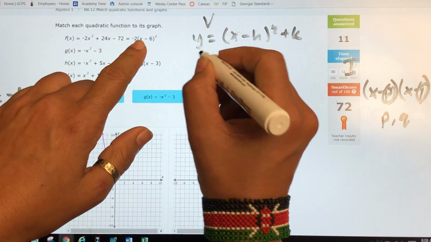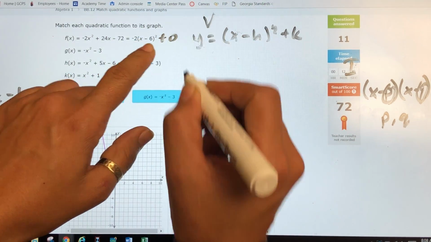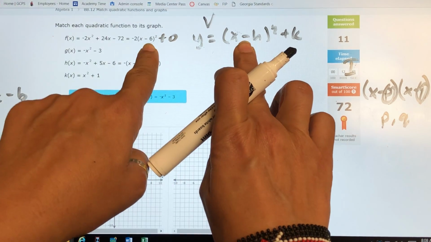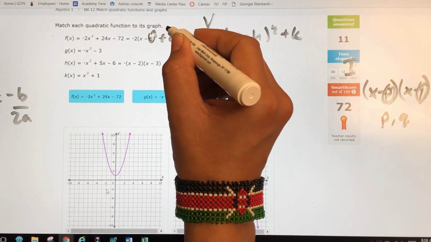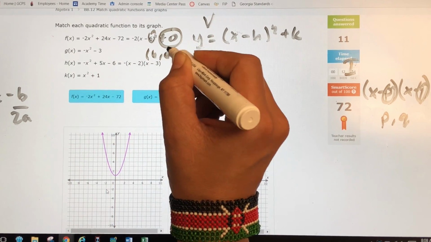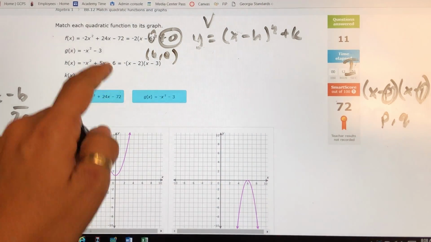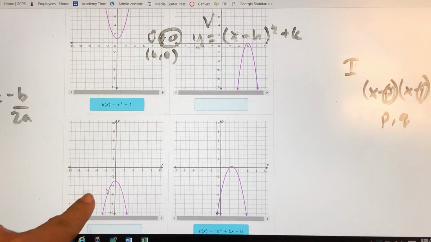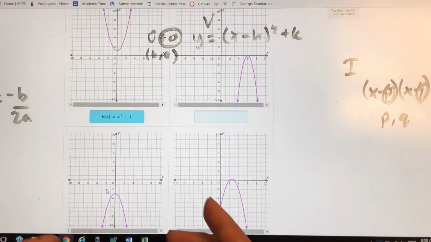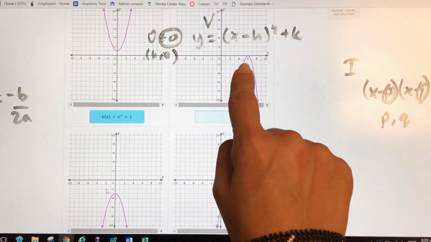So this is just add in a +0 because it already looks like negative. That, remember, vertex, that's what I'm looking for. So my vertex is 6 and 0. So my vertex happens at 6 and 0, and it goes down. So of the 2 graphs remaining, of this graph and this one, which happened, where is the vertex at 6 and 0? And it has to be this one.